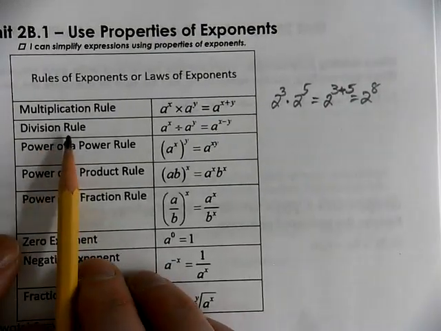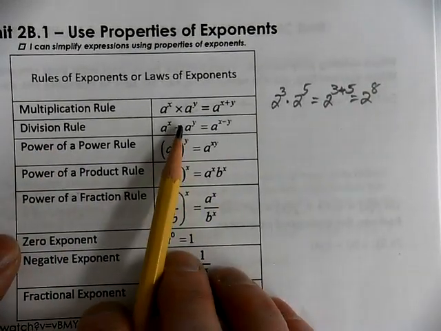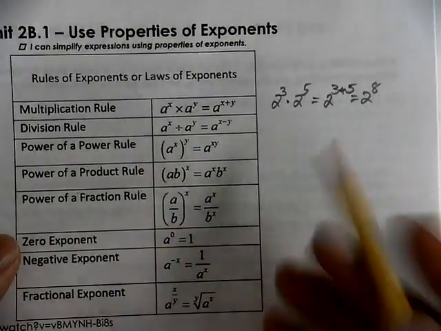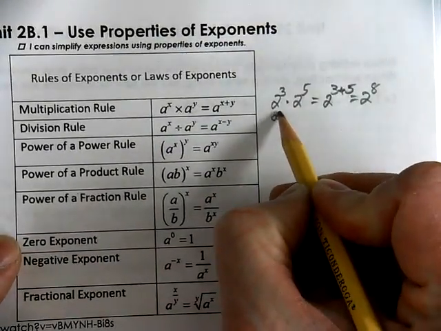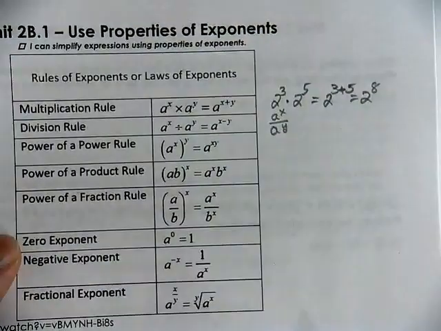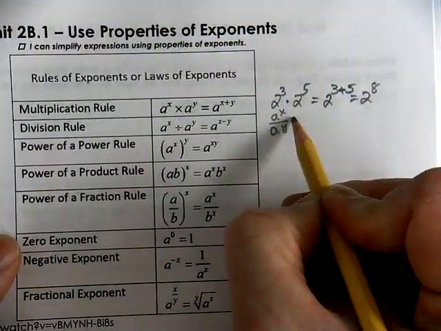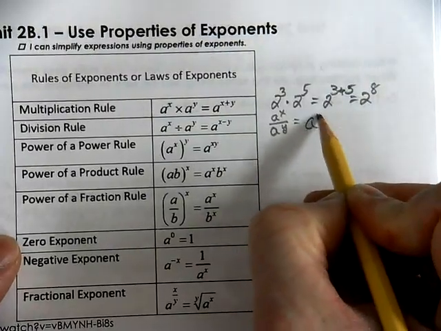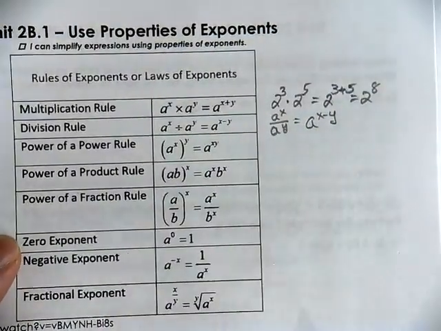We look at the division rule. The division rule, here they're using the division symbol. I would prefer if they would write it as a fraction. That's the way we're going to typically see it. So what we're going to do is subtract exponents.